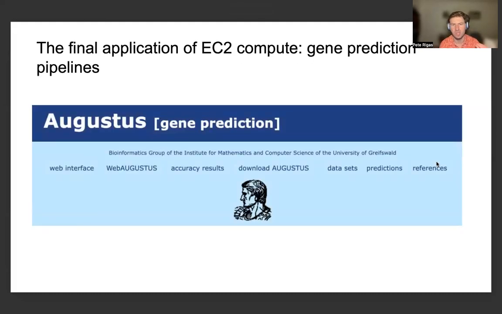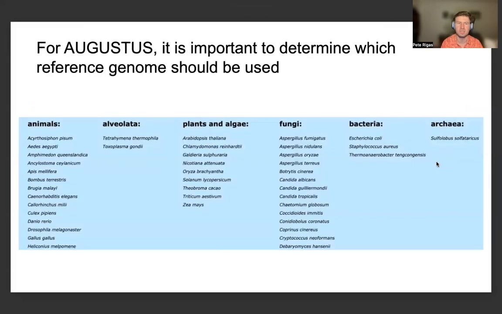And the final application of EC2 compute is gene prediction pipelines. This gene prediction pipeline through Augustus shares some similarities with the Trinity transcriptome assembly pipeline that we looked at, in that we're able to further scale up our deployment of this algorithm to the cloud in comparison to the less extensive computational resources that we have through a workstation or a laptop for generating different types of genes which could be of interest. And for Augustus, it's important to determine which reference genome should be used.